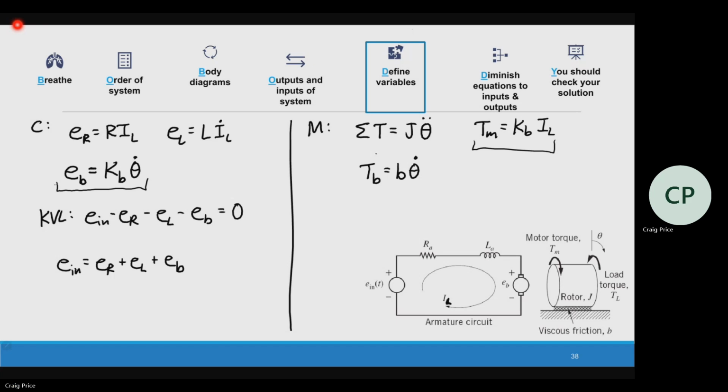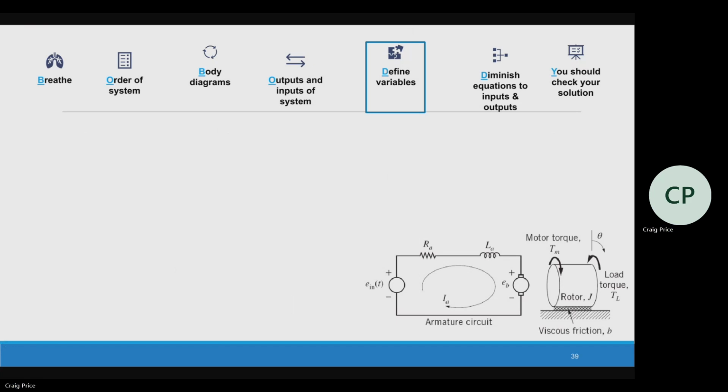Okay. So for the circuit, we have EN is equal to ER plus EL plus EB. Now we put our definitions in. And I have two different dots. We kind of talked about that last time in class. It's not really what we want. But at this point, I can't really get away from it.